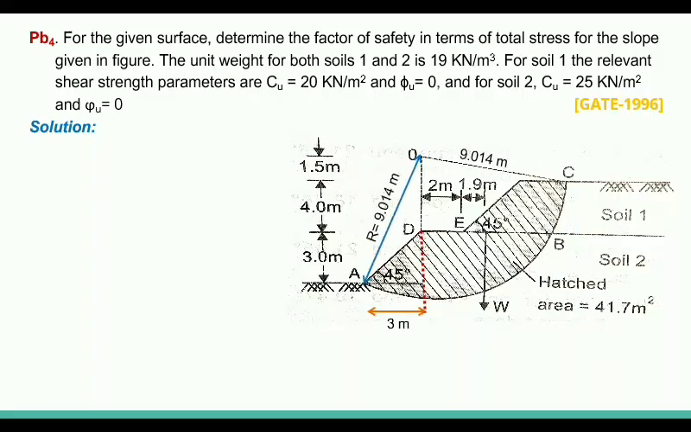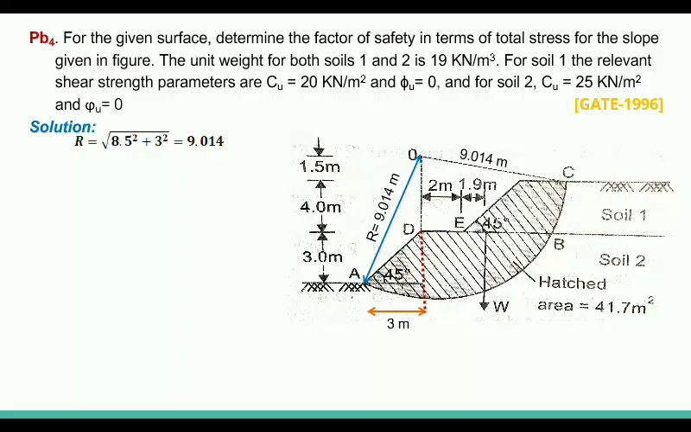Now we can calculate the radius. The vertical distance between A and O is 3 plus 4 plus 1.5, that is 8.5. The horizontal distance between A and O is 3 meter. So by using the Pythagoras formula, R is equal to root under 8.5 square plus 3 square, that would be 9.014.